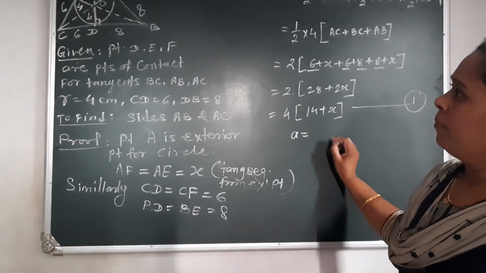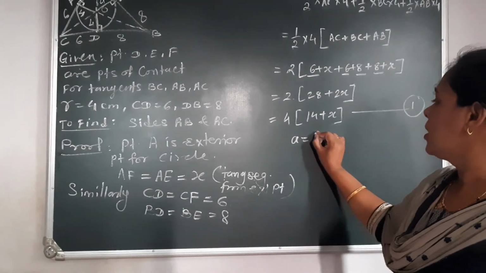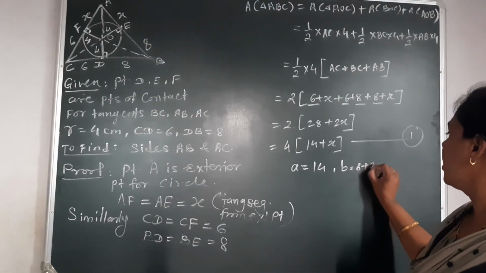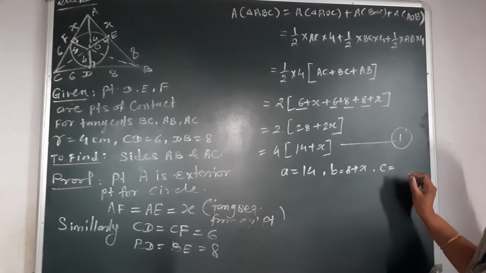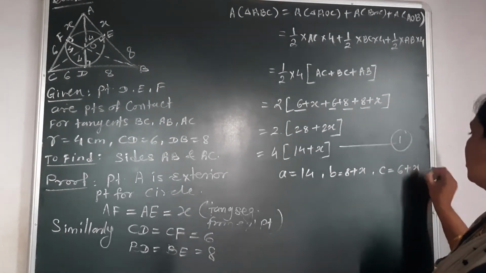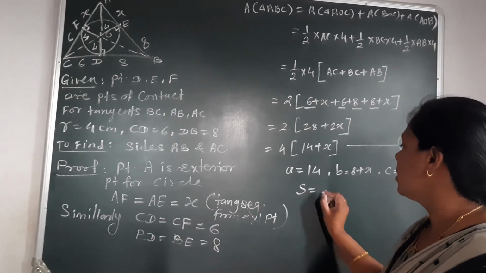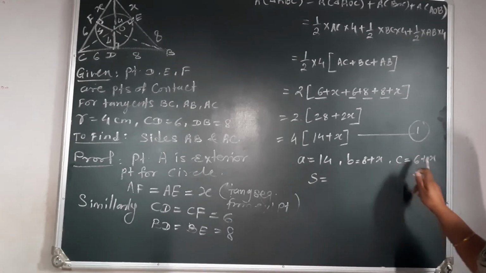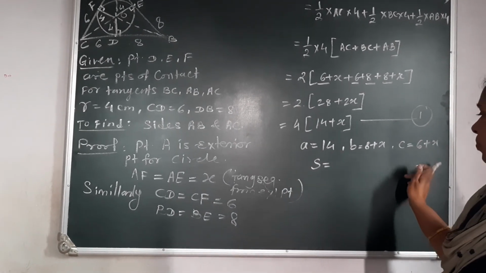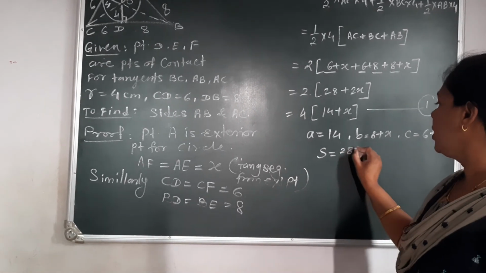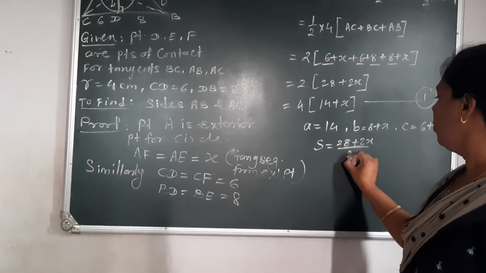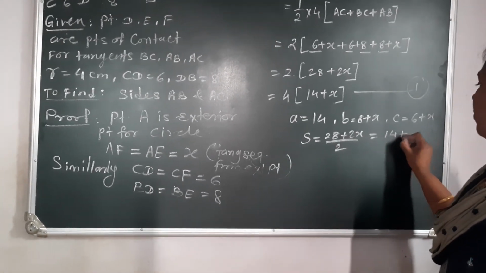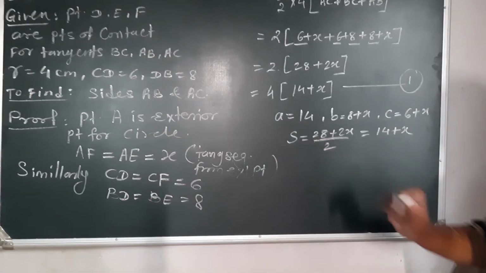Here A means 6 plus 8, it is 14. B is equal to 8 plus x, and C is equal to side AC, which is 6 plus x. Semi-perimeter S is equal to the sum of all these sides upon 2: 14 plus 6 is 20, so 28 plus 2x upon 2. If you take 2 as a common factor, the value is 14 plus x, it is the value of S.